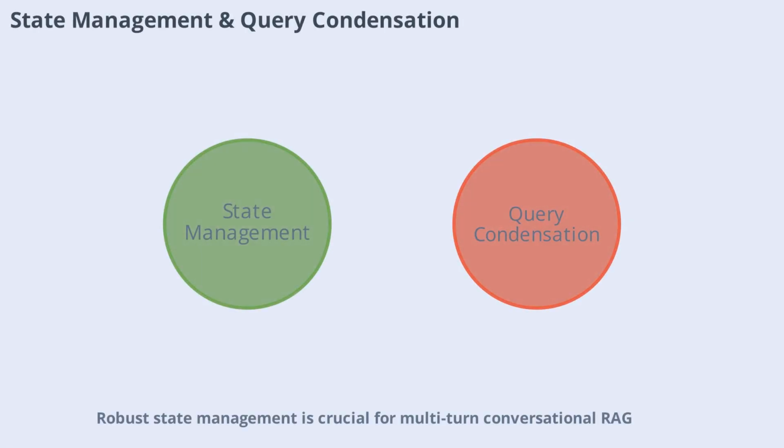Robust state management is crucial for multi-turn conversational RAG. The query condensation pattern takes the entire chat history and the latest user input, then uses a lightweight LLM step to rephrase the conversation into a standalone explicit search query. This process strips out pronouns and ambiguous references, ensuring accurate vector database matching every time.